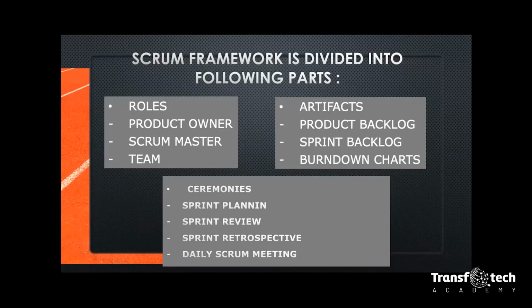A Scrum framework is divided into roles, which are product owner, Scrum Master, and team. Ceremonies like sprint planning, sprint review, sprint retrospective, and daily Scrum meeting. And artifacts like product backlog, sprint backlog, and burn down chart.